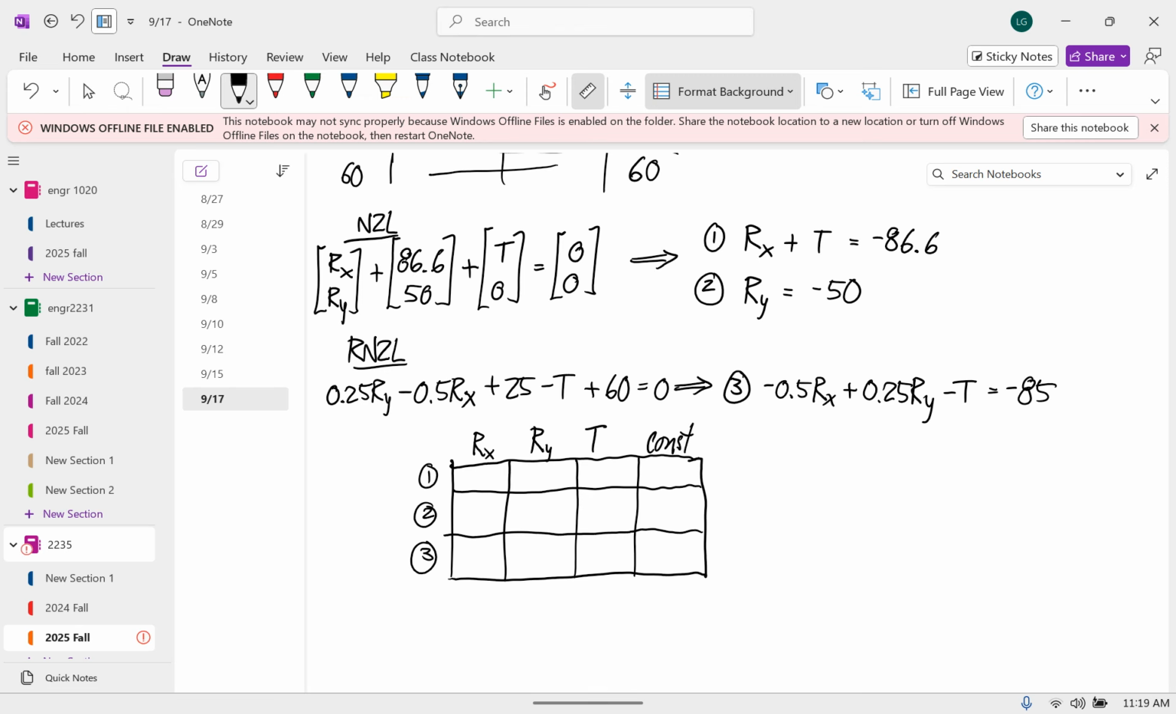So equation 1 over here, Rx's, we have 1, Ry's 0, T's 1, and the constant is negative 86.6. Equation 2, Rx is 0, Ry's 1, T's 0, constant negative 50. And then equation 3, Rx, negative 0.5, Ry, 0.25, T, negative 1, constant negative 85.